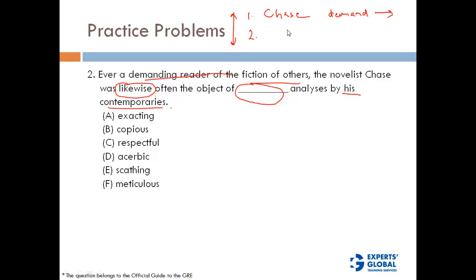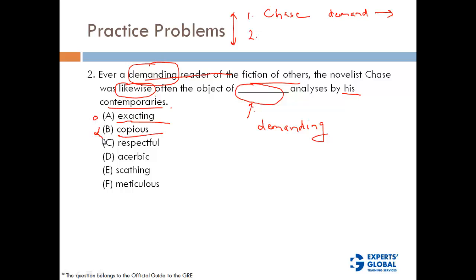They are trying to bring about the same idea, and this missing word then has to be a synonym of demanding, correct? So the intended meaning here is: ever a demanding reader of the fiction of others, the novelist Chase likewise was often the object of similar demanding analysis by his contemporaries. So we are looking for something like demanding here. Okay, let's look at the options now. Exacting, yes, exacting is a synonym of demanding. Exacting means something that is very demanding, so this is a good choice.